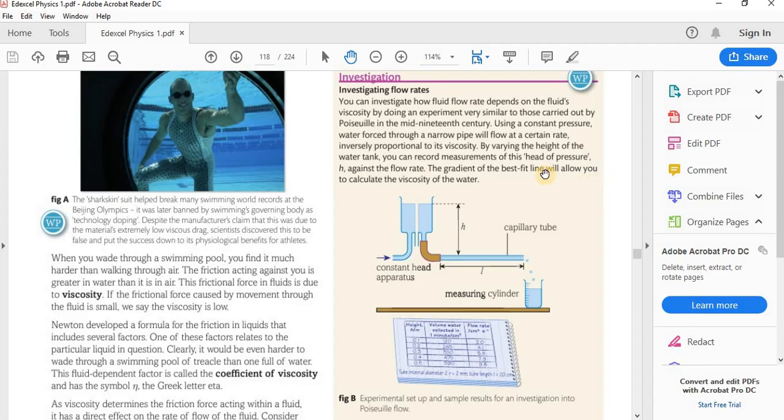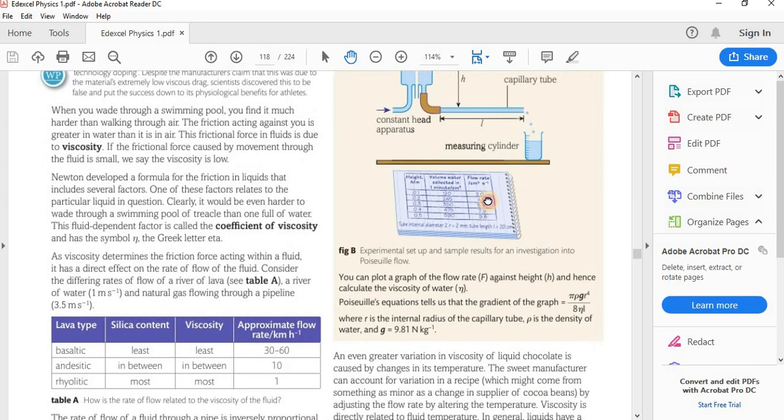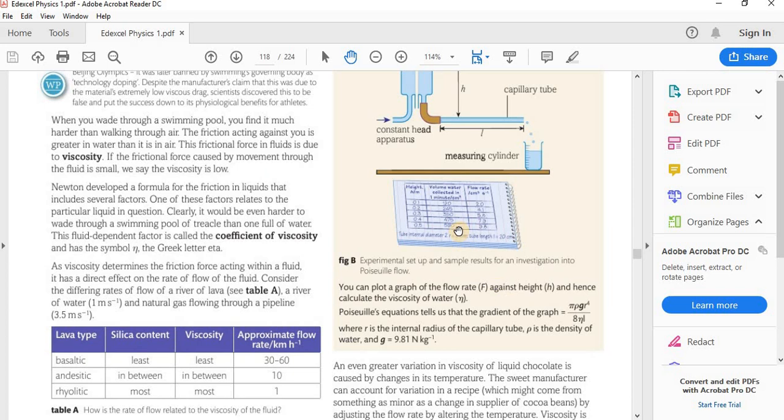Okay, so we have a graph, record measurements of H against the flow rate. Okay, so you can go through that one. Then that one you can, I think, calculate the viscosity.